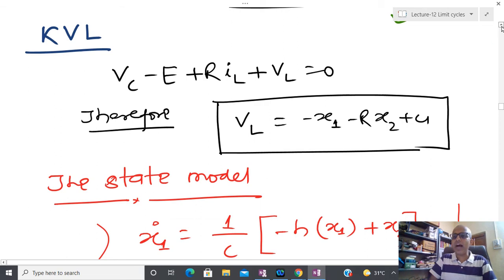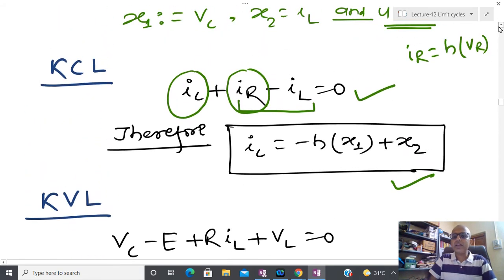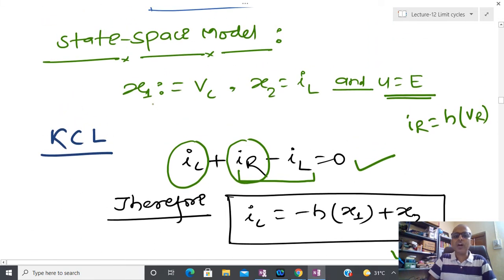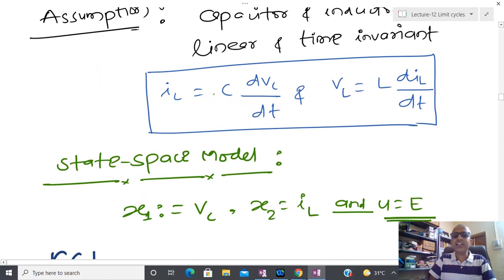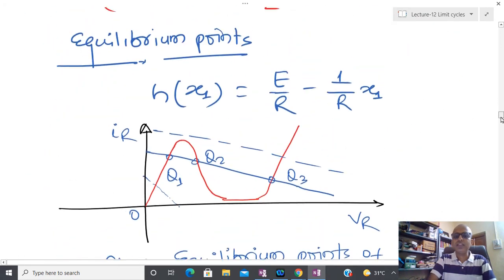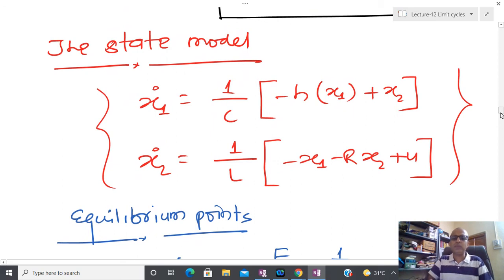Now you have the expression of IL, the expression of IC, and the expressions of IL and VC. So now you can do the state space representation. You know that VC equal to x1, and I have a capacitor and an inductor that are ideal. So I know that IC equal to C dV/dt, VL equal to L di/dt. Just substitute here, and after that you can write the state space model. So this is the state space model. Please check it. Now I am not going to do the calculation. This is my mathematical model of an electrical circuit which contains an RLC circuit and one tunnel diode.